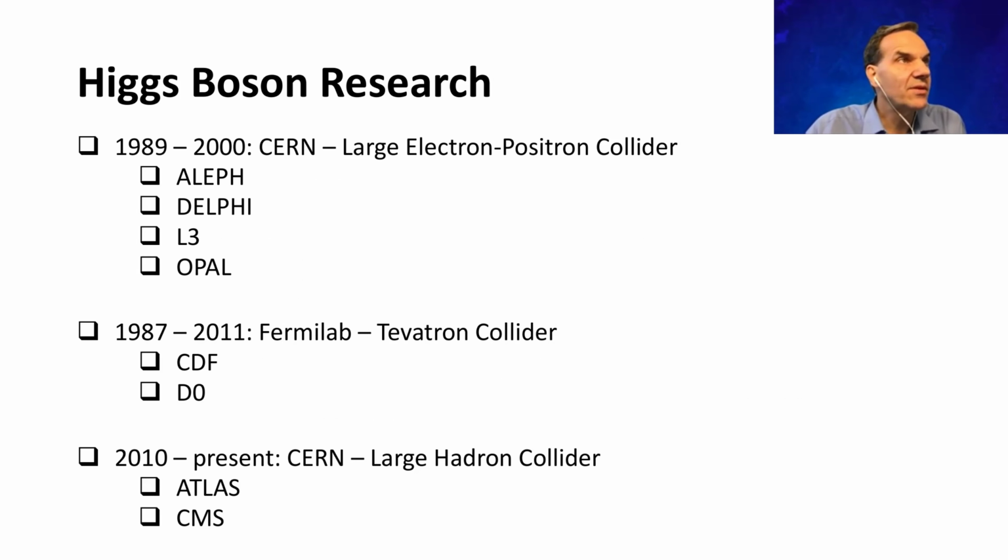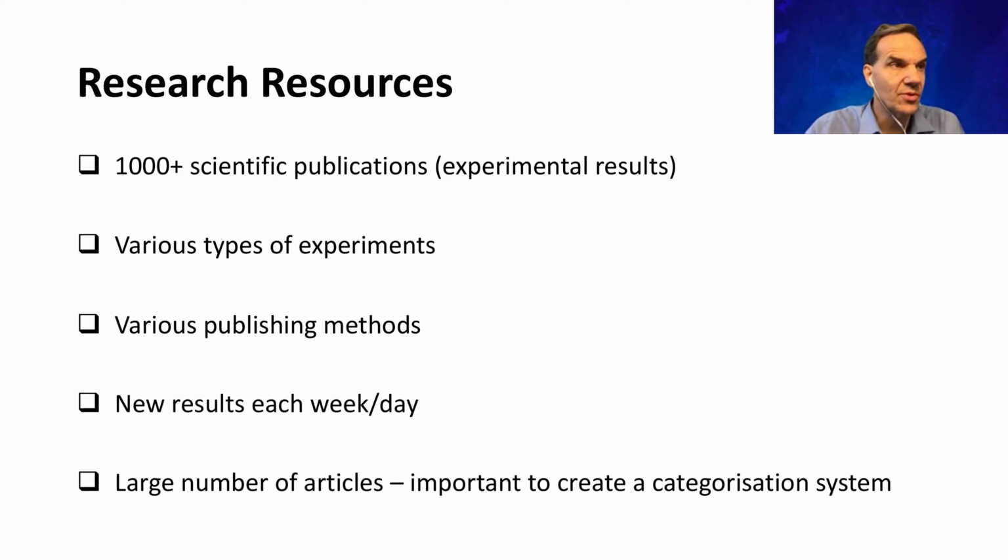What are these criteria? So we can look at where the Higgs boson search research experimentally has taken place. So this is covering the LEP era, Large Electron Positron Collider. It covers also the searches at Fermilab, Tevatron Collider with these experiments. And since about 2010, it covers the ATLAS and CMS experiments. So it's clear it's going from searches to precision measurements of the Higgs boson.